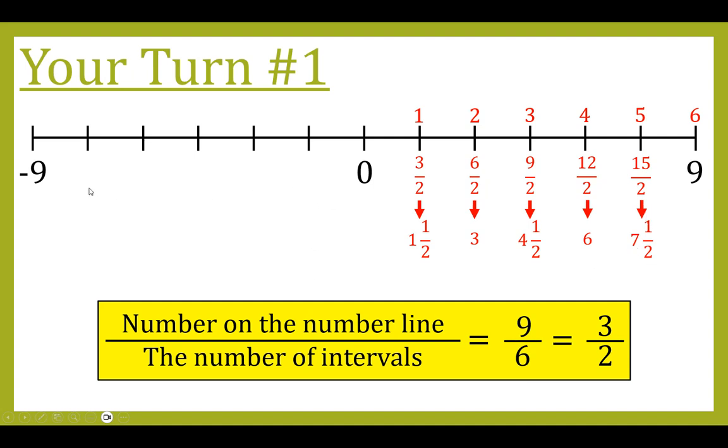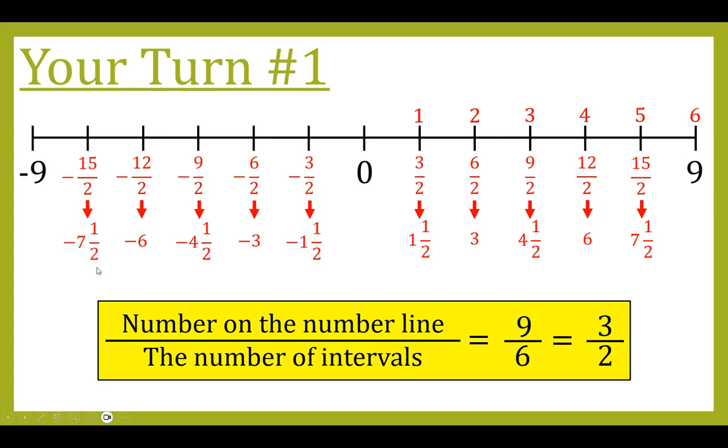Lastly, I'm going to do the same thing on the left side. These values are decreasing by a value of -3 over 2. So I'm decreasing by 3 over 2 each time. And then I am going to convert them to mixed numbers. Again, some of these have whole numbers like this one, and then this one is going to convert to a mixed number. And that is it for problem number 1.